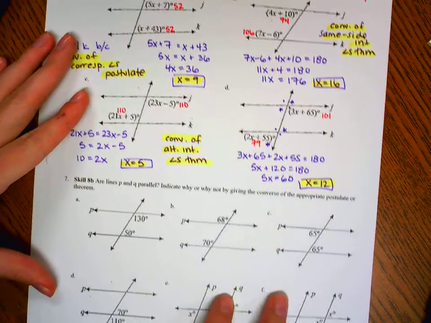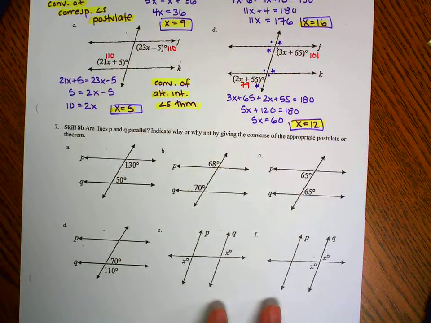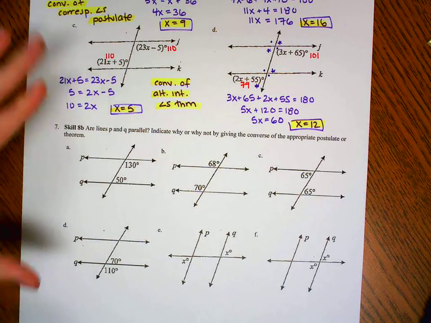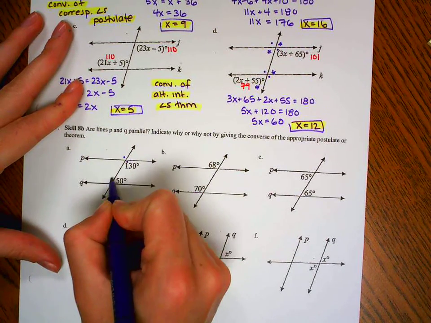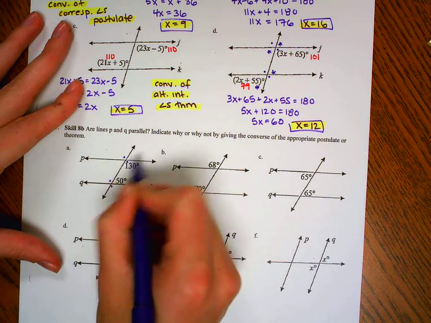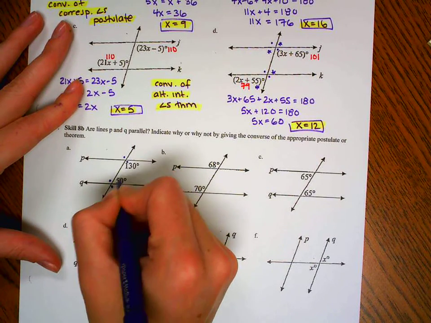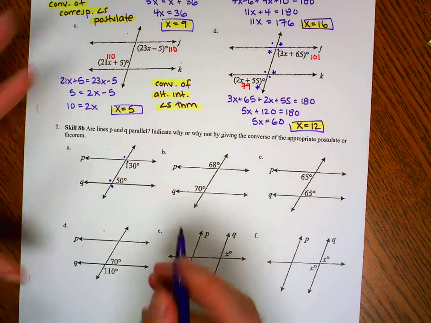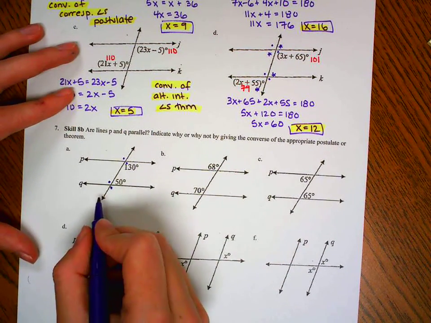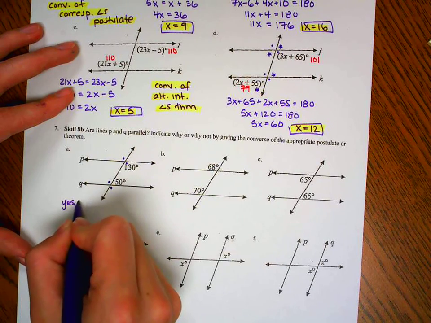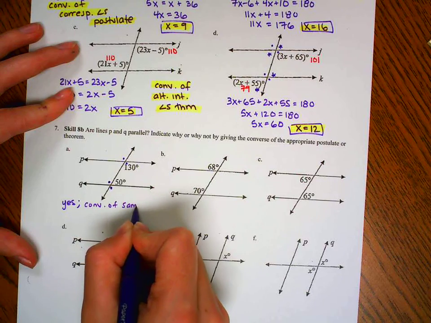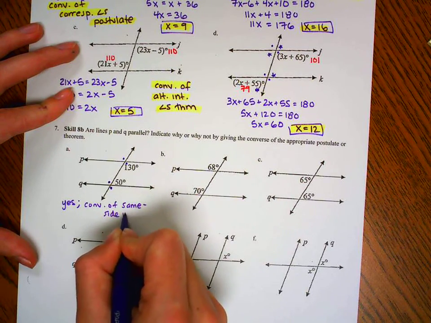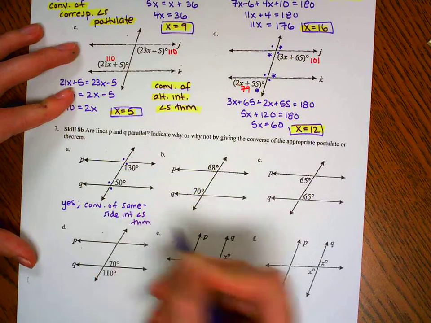Let's go down here to 7. It says, are lines P and Q parallel? Indicate why or why not by giving the converse of the appropriate postulate or theorem. Okay, so let's take a look. Are P and Q parallel? Well, in this relationship, these should be the same, and then the 4 without dots should be the same. So I have a dot and a not dot. That means they should be supplementary. And yes, indeed, 130 plus 50 is supplementary. So we're going to say, yes, they're parallel. And the reason is because of the converse of the same side interior angles theorem.